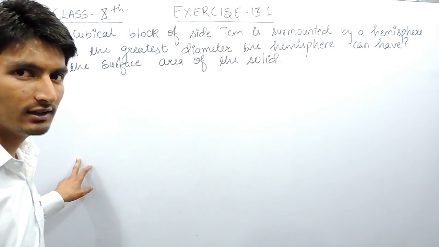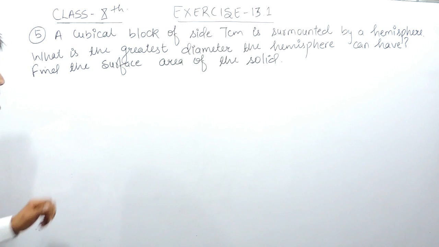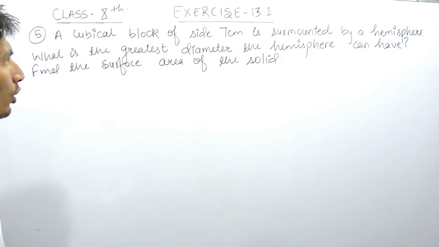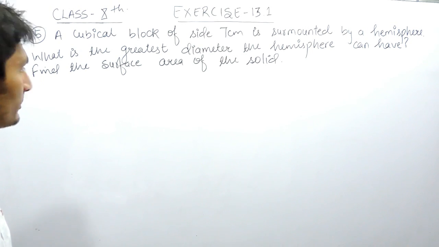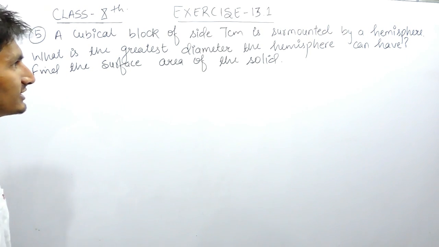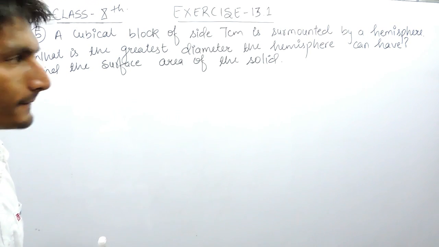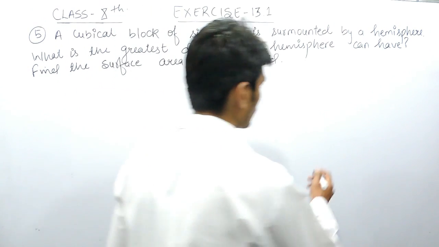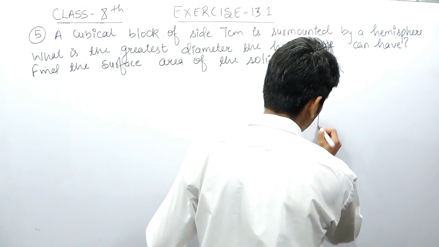We are going to solve question number 5 of exercise 13.1. The question says a cubical block of side 7 cm is surmounted by a hemisphere. What is the greatest diameter the hemisphere can have, and you have to find the surface area of this complete solid.